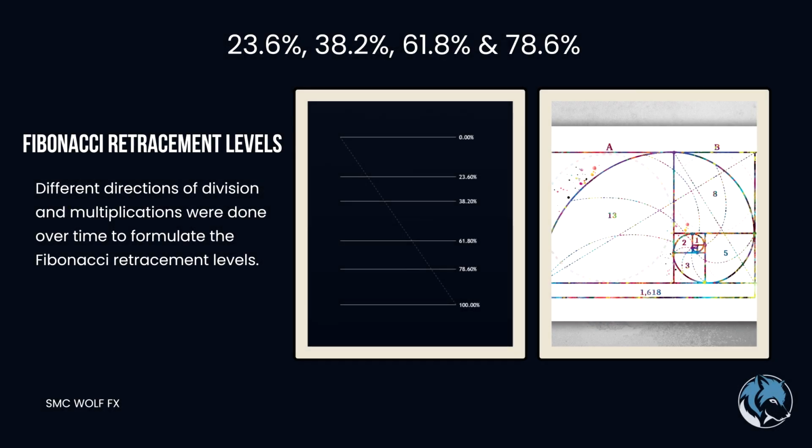It didn't take long for people to begin exploring different directions of division and multiplications, searching for connections between the Fibonacci sequence and other ratios. If it occurs within nature, why not within the Forex markets? Hence the following ratios of 23.6%, 38.2%, 61.8%, and 78.6% were formulated to become Fibonacci retracement levels used by traders to plot key points within the markets.